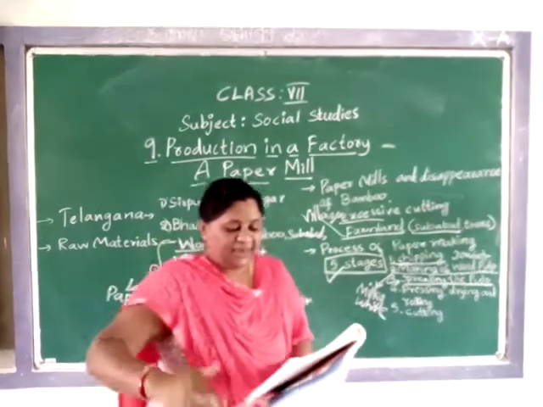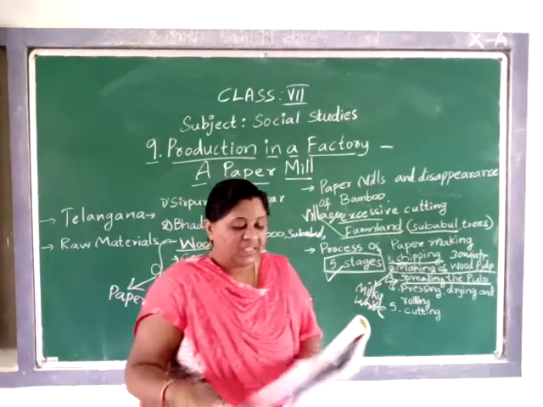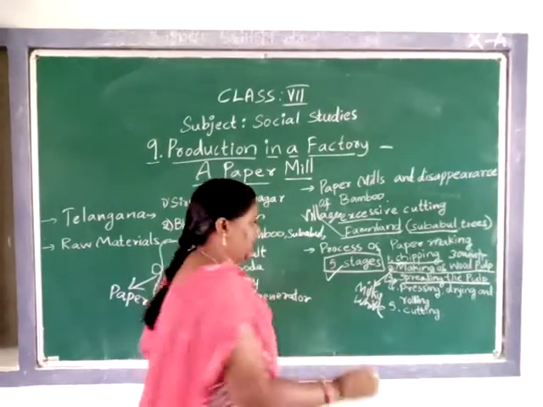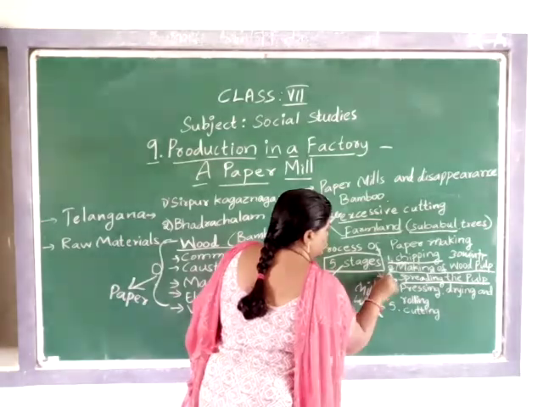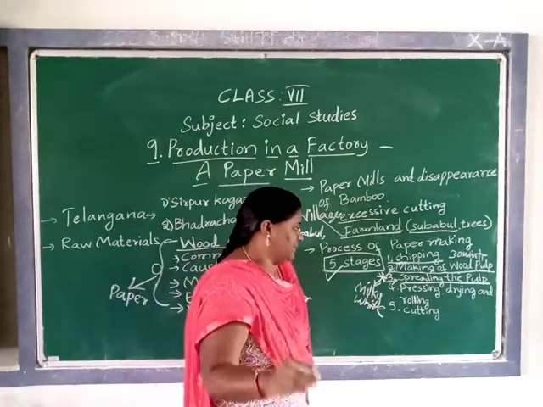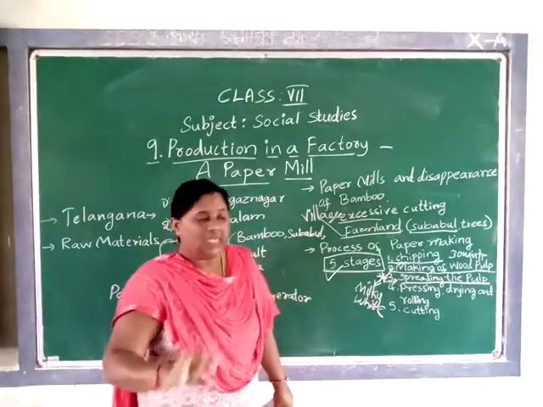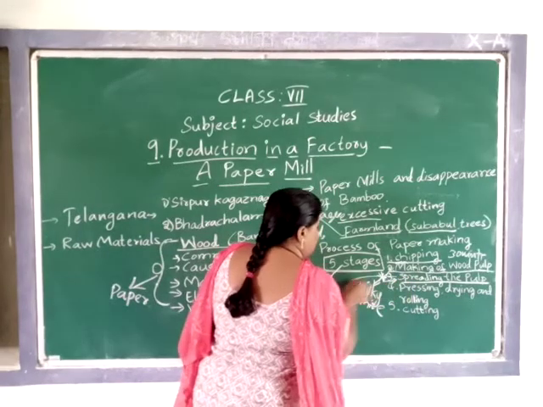So it is spread on thin screens over a cylinder. Okay, this is a very important stage, right? In this process of making paper, spreading the pulp is an important stage. In this stage only, there is a lab.